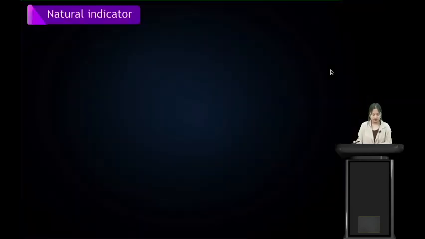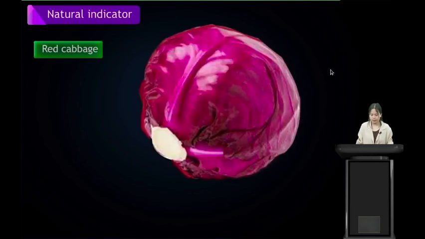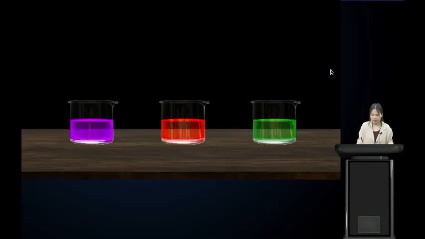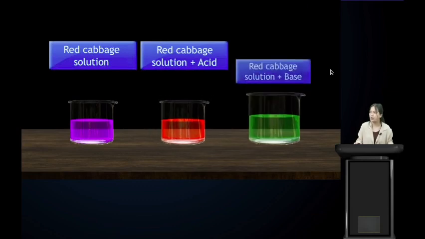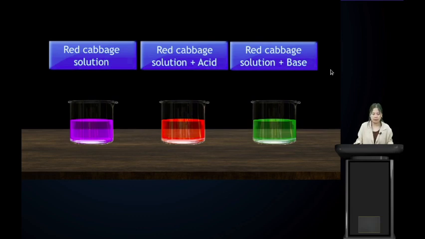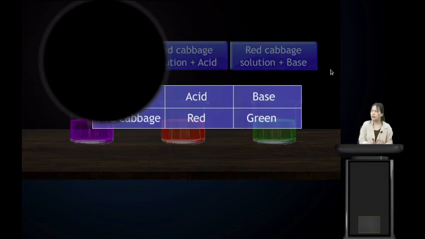Alright students, another indicator is red cabbage. We have three beakers here. The first beaker contains red cabbage solution, the second contains red cabbage in acid, and the third contains red cabbage solution in base. When we add red cabbage in acid, it turns red in color, and when we add red cabbage solution in base, it changes to green color. So from here also we can identify acid and base by using red cabbage solution. This is how we can identify acid and base by using natural indicators.